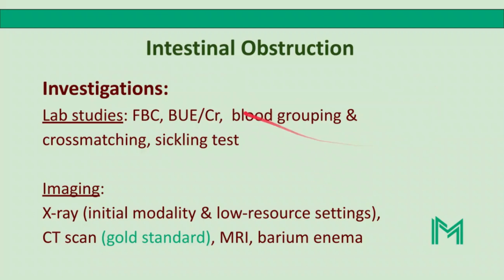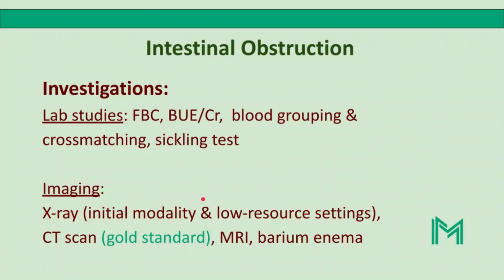Now, what investigations do we do when a patient is suspected to have intestinal obstruction? Of course, you need to do your lab studies: blood count, electrolytes, urea and creatinine, blood grouping and cross matching, and your sickling test. And you should also do imaging. We commonly do an abdominal X-ray, erect and supine, as our initial modality.